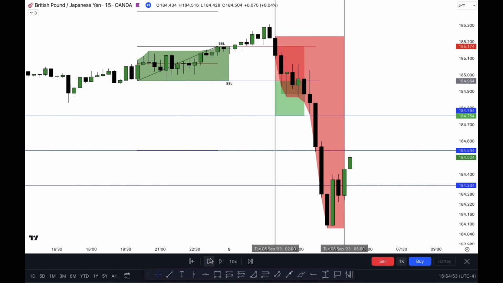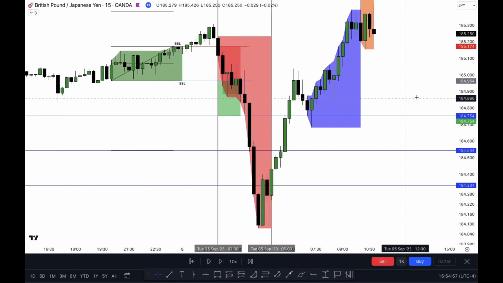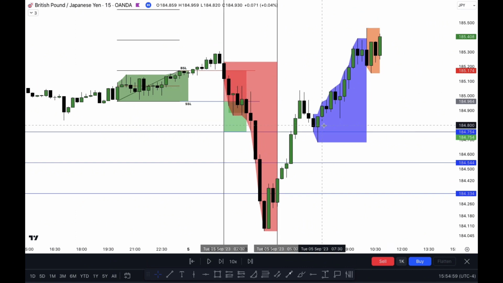And as we can see throughout the day, intraday, it does come back up. But at that point, you would have already scaled out prior to New York. You would have hit all TPs there for the day and went home with your winnings. Let's take a look at another example.